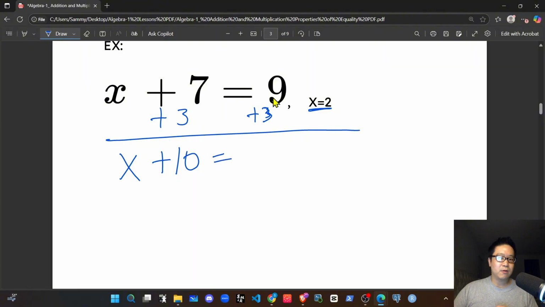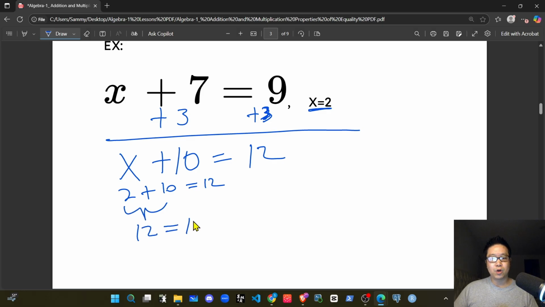And on the right-hand side, we have 9 plus 3. And 9 plus 3 is going to be what? 12. And let's try plugging in 2 for x. We get 2 plus 10 equals 12. And we know that 2 plus 10 is 12. Therefore, 12 equals 12. And therefore, we have a true equation.